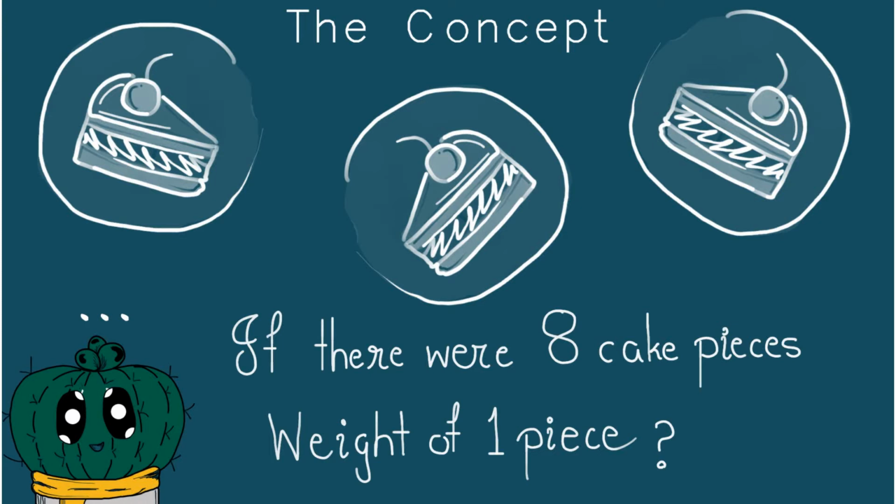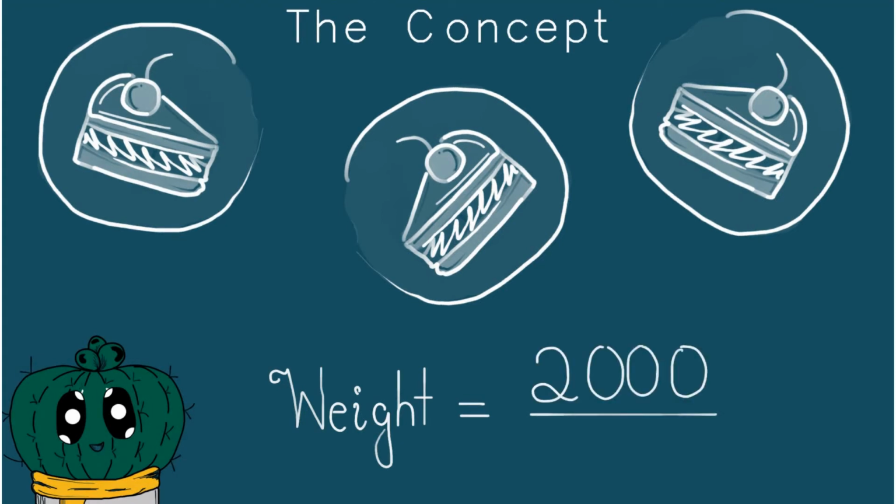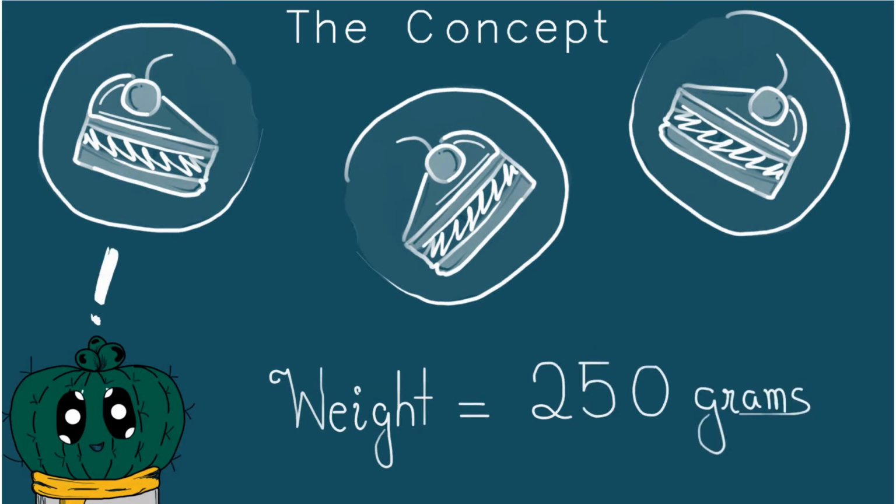Now, one way you can do this is by saying that the original cake weighed 2,000 grams, which we know is equal to 2 kilograms. So if we have 2,000 grams in the numerator and we divide that by the pieces of cake that we have, we can get the weight of one piece of cake. When you do this, it comes out to be equal to 250 grams.